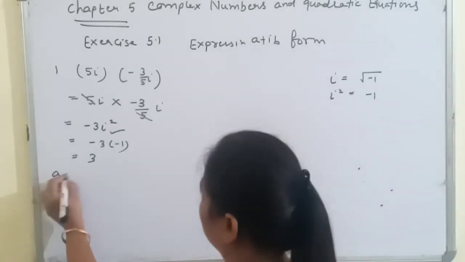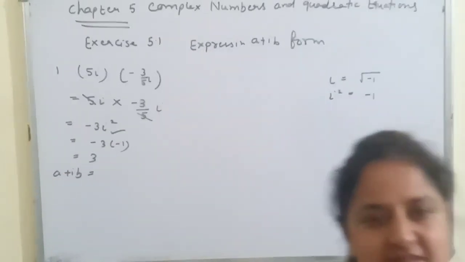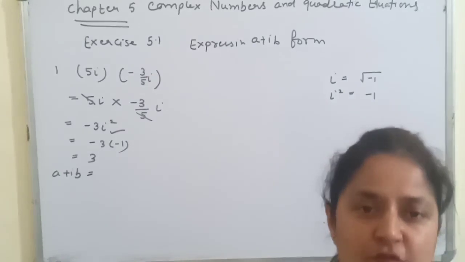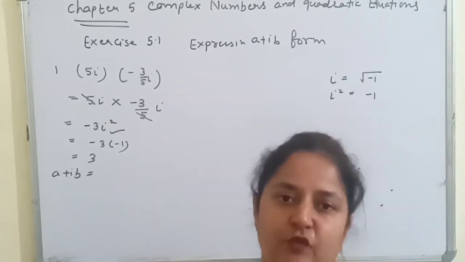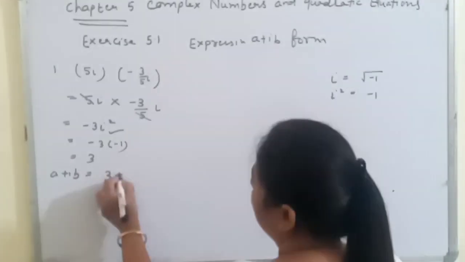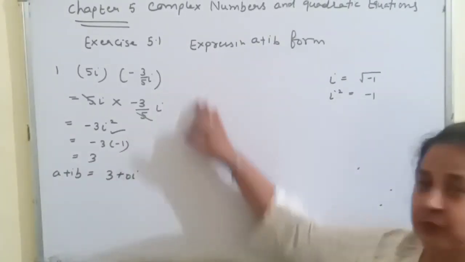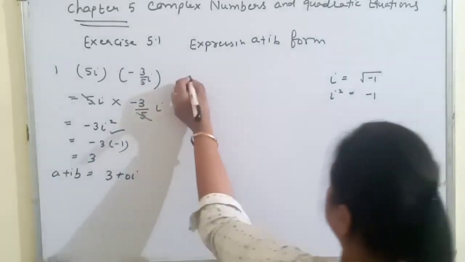We have to write it in the complex form. Here we have only one term, which is a real number. So when we write it in the complex form, the imaginary value is 0. So how can we write it? 3 plus 0 iota. This is the complex form for the given statement. Now let's see the second.